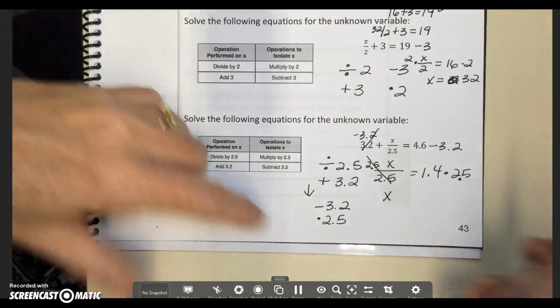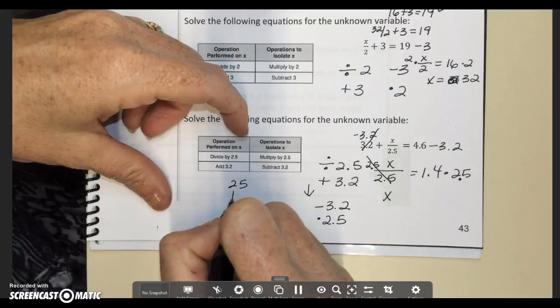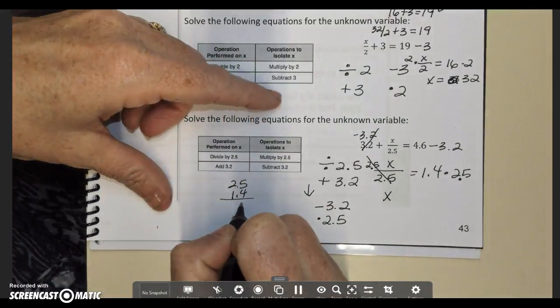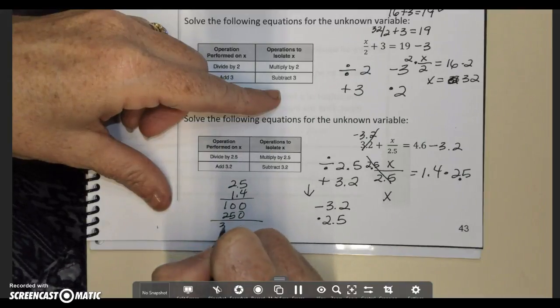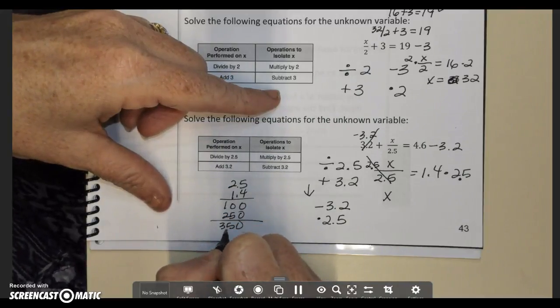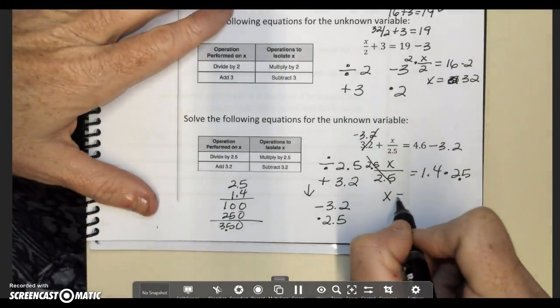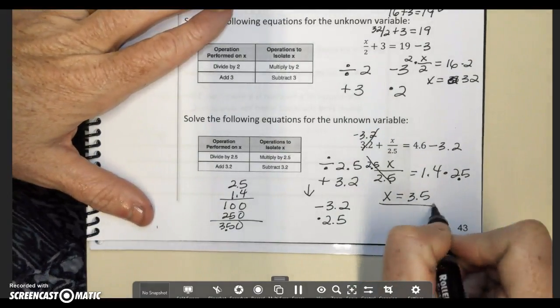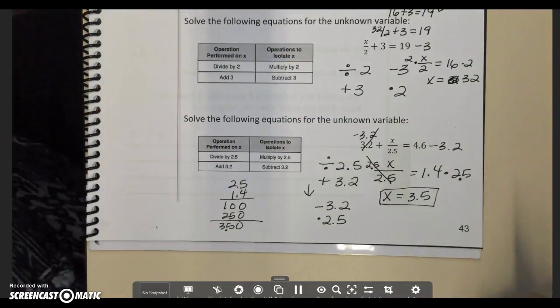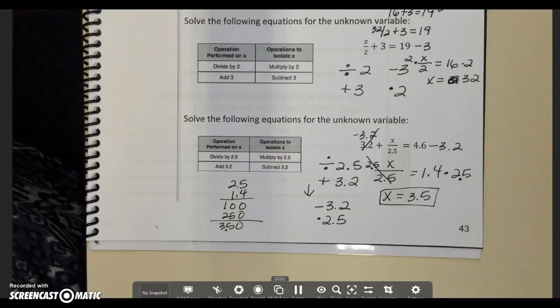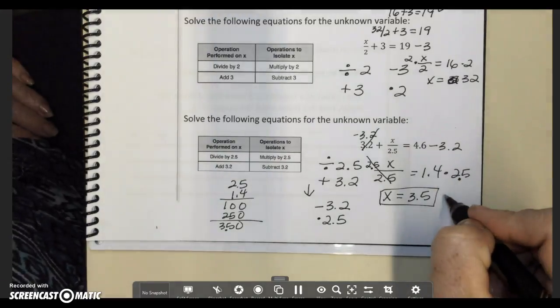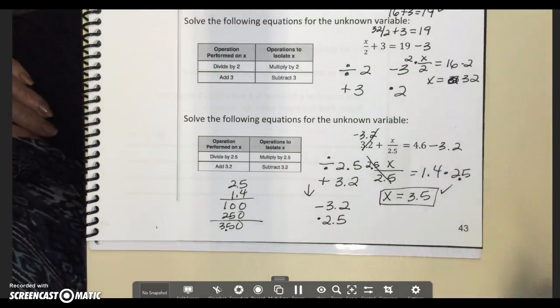So 2.5 times 1.4, let's figure that out. So that's that. We need to pull those decimals back too, so that's 3.5. And of course you're going to plug that in and check your answer on that. So we have our solution of 3.5. Okay?